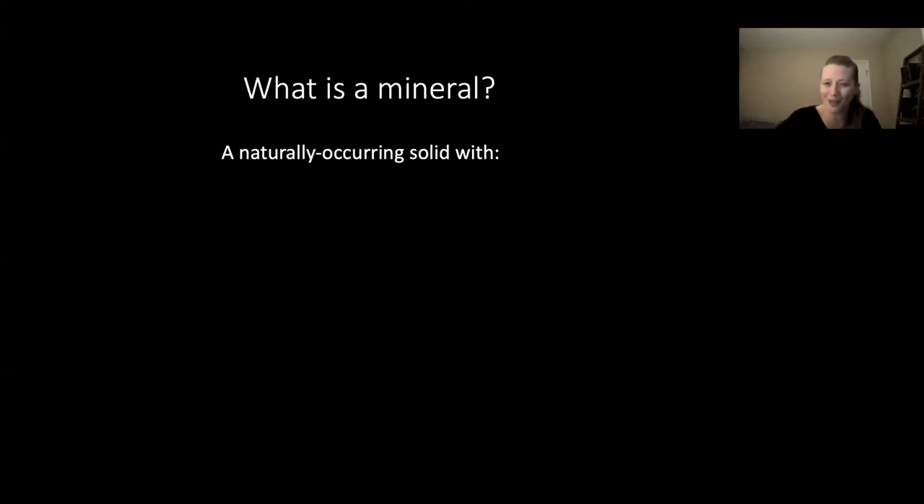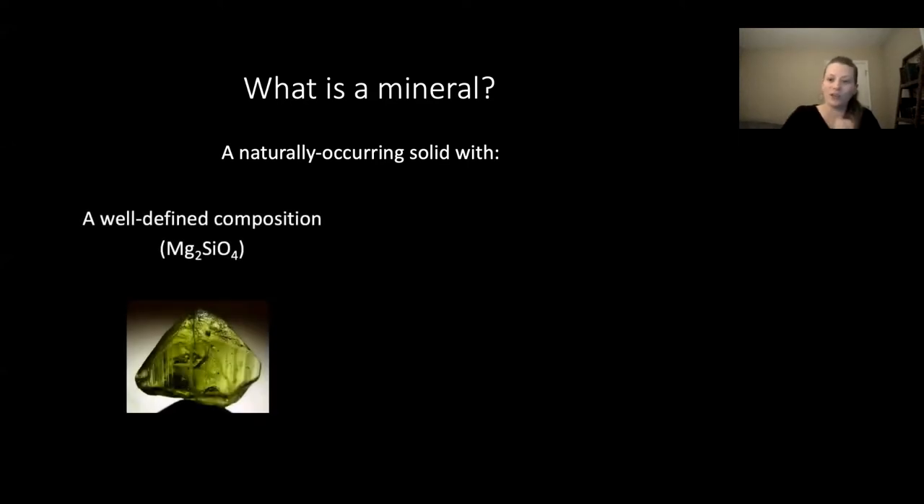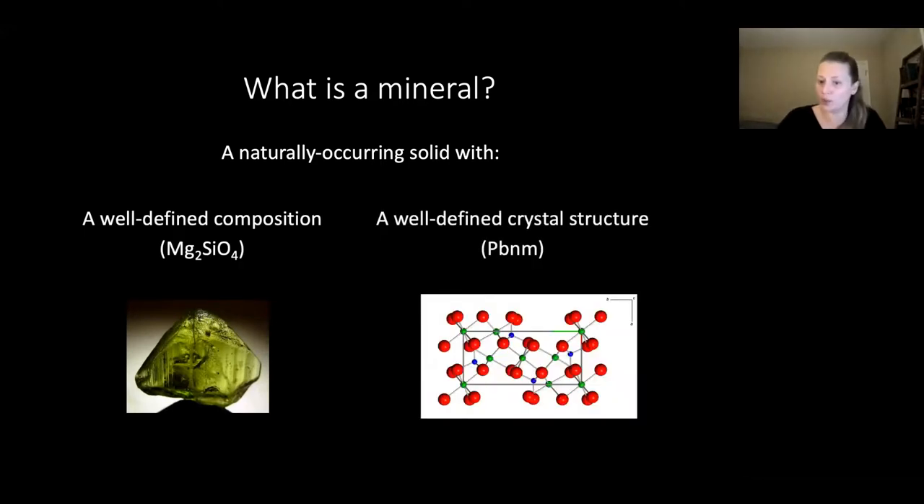My definition of a mineral is that it is a naturally occurring solid with a well-defined chemical composition, like the olivine end member you see here, forsterite, which is a magnesium silicate, and a well-defined crystal structure, which is the arrangement of atoms that is repeated over and over again to form a crystal. These two characteristics are entirely determined by the chemical, physical, geological, and sometimes biological environment in which they form. And what this means is that if we know the chemistry and we know the structure, we can reverse the problem and determine the formational environment, which is really useful when we're trying to characterize the geologic history and habitability of another planet.